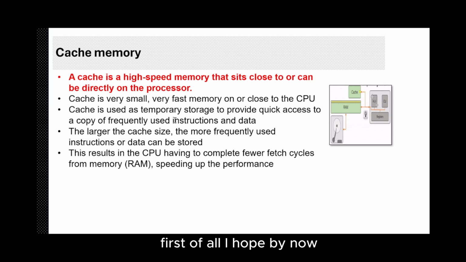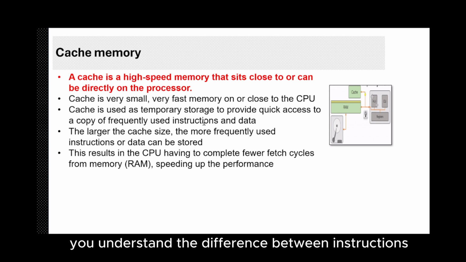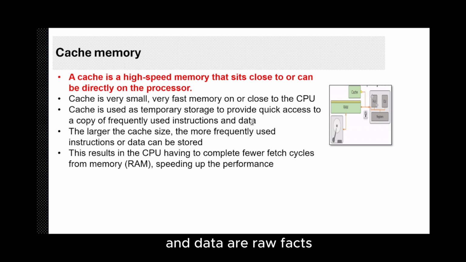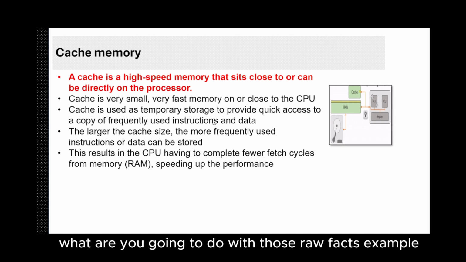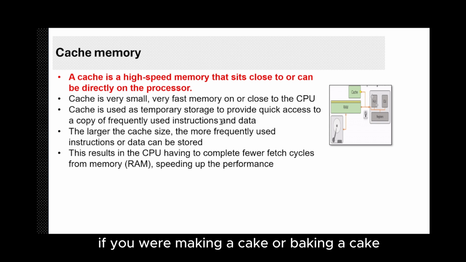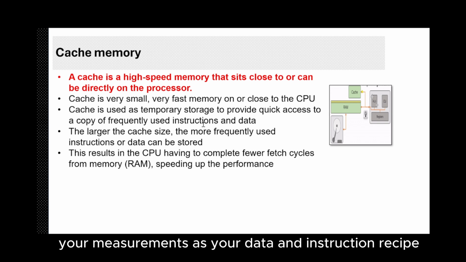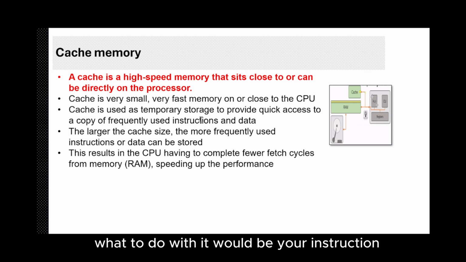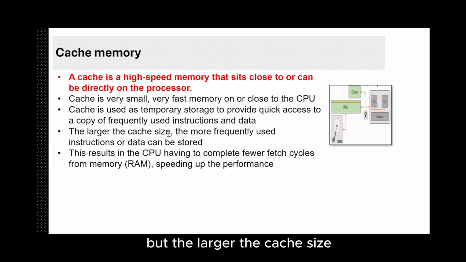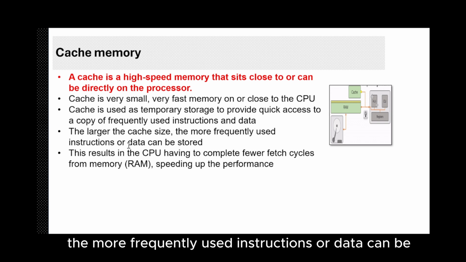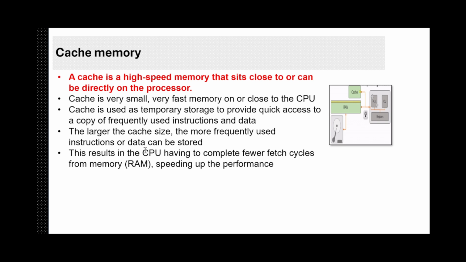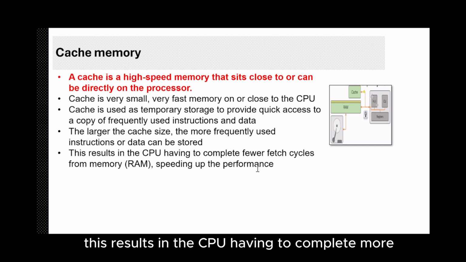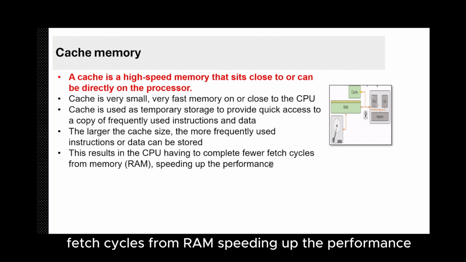First of all, I hope by now you understand the difference between instructions and data. Data are raw facts, and instructions are what you are going to do with those raw facts. For example, if you were baking a cake, your measurements would be your data, and the recipe, what to do with it, would be your instruction. The larger the cache size, the more frequently used instructions or data can be stored. This results in the CPU having to complete fewer fetch cycles from RAM, speeding up the performance.